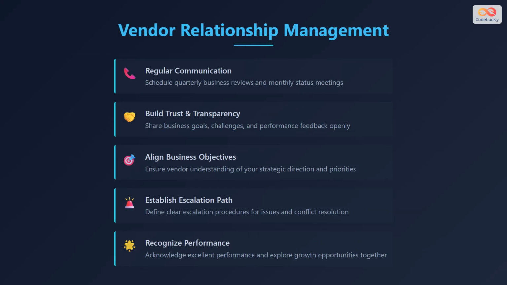Service level agreements, or SLAs, are contracts that define the performance standards you expect from your vendor. They specify response times for support issues, system uptime guarantees, and penalties if targets are not met. Clear SLAs protect both your organization and the vendor by setting realistic expectations.